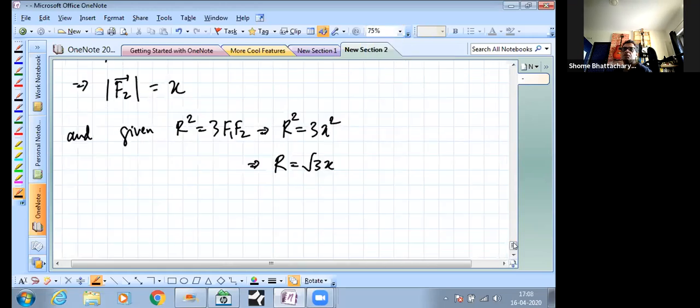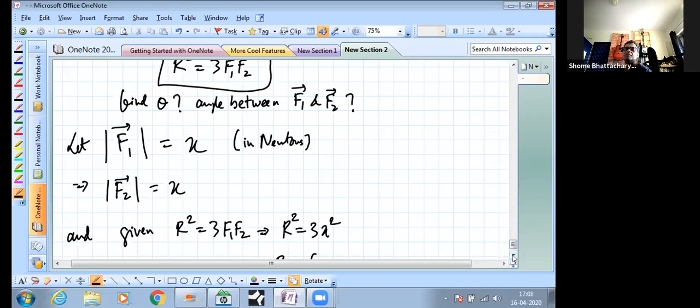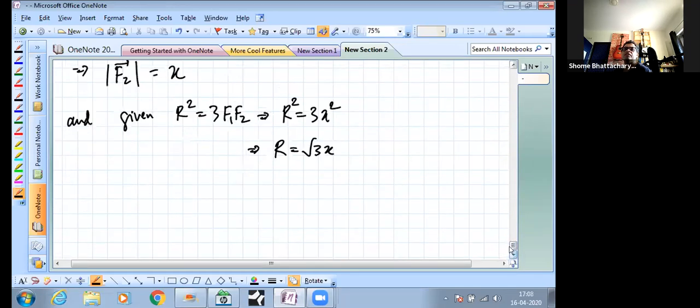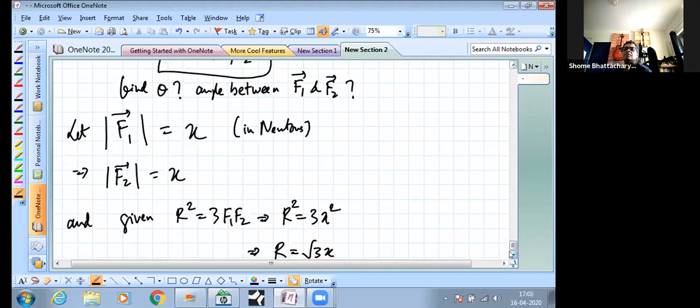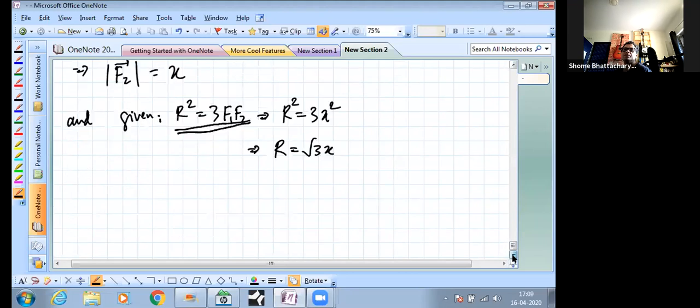The language of the question I've now converted to this: since the magnitude of the two forces is the same, if I say the magnitude of force F1 is x, then the magnitude of force F2 also has to be equal to x. The other thing given in the question was that R square is equal to 3 F1 F2. Now F1's magnitude is equal to F2, which is x. So R square is equal to 3x square, which means that R itself is root 3 x. And now you would have understood how we'll solve for the angle theta, because we'll now use the simple statement of the triangle law.